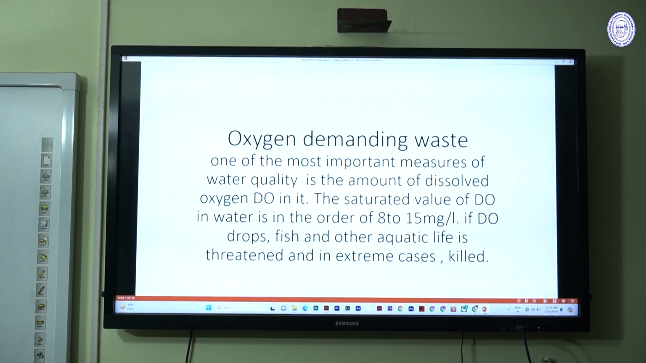One of the most important measures of water quality is the amount of dissolved oxygen, DO, in it. Actually, before understanding water pollution, I have to give an idea of DO, that is the dissolved oxygen. The saturated value of dissolved oxygen in water is in the order of 8 to 15 mg per liter, or 8 to 15 ppm. If DO drops, fish and other aquatic life is threatened and in extreme cases killed.